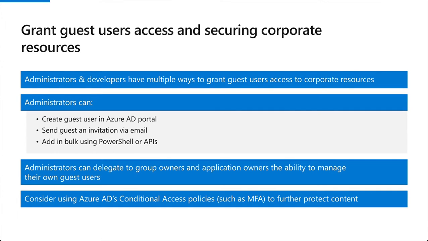Azure AD Business to Business provides administrators and developers many ways to grant guest users from another organization access to your own content. An admin can create a new guest user in the Azure AD portal, similar to how you'd add a new user, and they can be sent an email invitation or added in bulk using PowerShell. Administrators can also delegate group owners and application owners to manage their own guests so that they can add guests directly to any application that they want to share. Once a user has been added to your directory, you can use Azure AD's conditional access policies, such as multi-factor authentication, to further protect your content at the tenant level, application level, or for specific guest users.